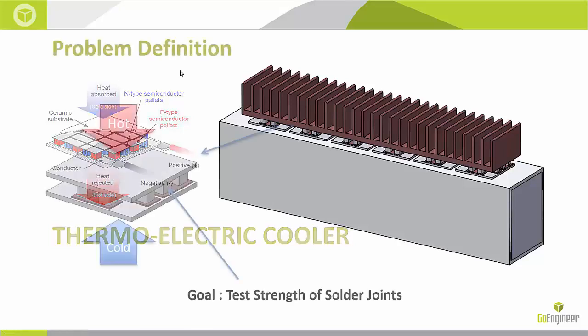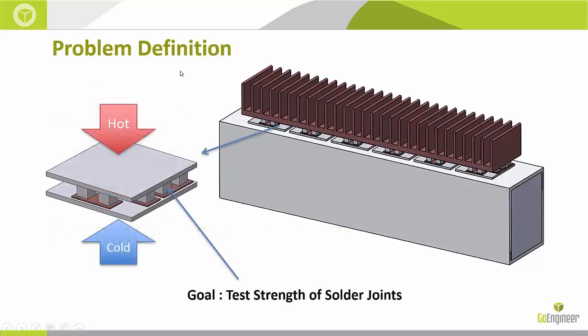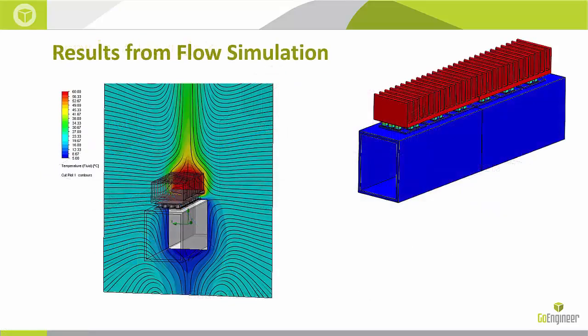The idea behind this case study is to understand how these solder joints are behaving and test these solder joints for their strength because of the temperature distribution that's going on between all these bodies. So I've already set up the flow simulation analysis and we've gotten some results out of it. I want to show you how we can bring this information into our static simulation and test for the strength of these solders.